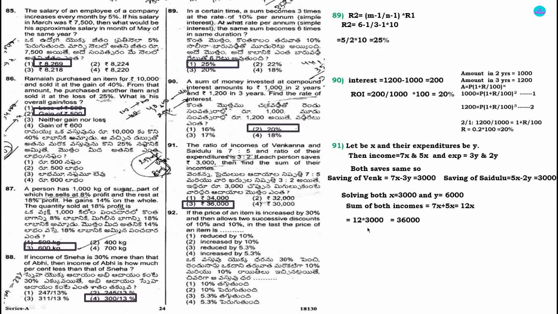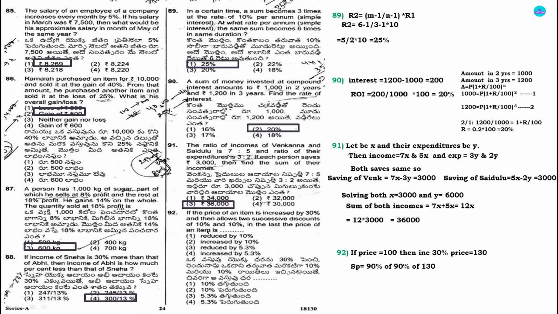If the price of an item is increased by 30% and then allows two successive discounts of 10% and 10%, in the end the price of the item is. Now for example, if we consider the price is 100 rupees, first it's increased by 30%. So on 100, if we increase 30%, 100 plus 30, that is 130. Next, the selling price, what happens: two successive discounts we are giving, that is 10% and 10%.